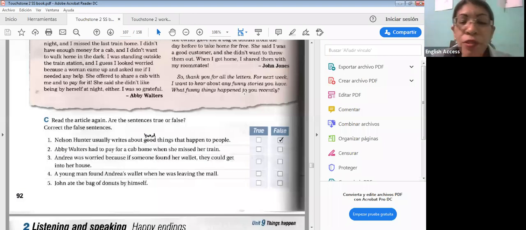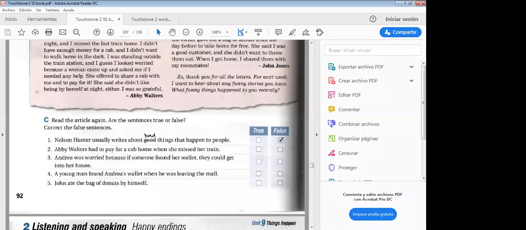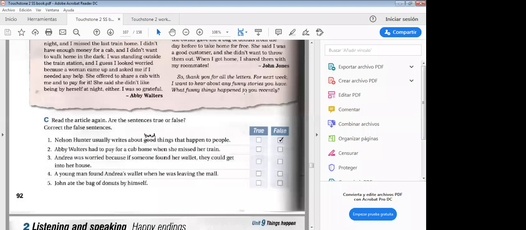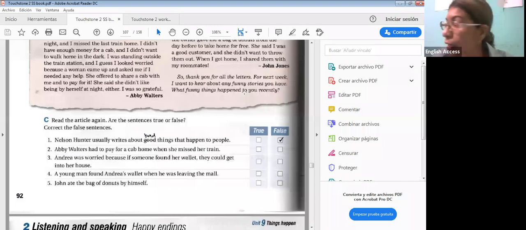Okay, number 2, Luis. Abby Walters had to pay for a cab home when she missed her train. It's false. And the correct information is? A woman offered to share a cab to her home when she missed her train. Yes, correct. Number 3, Jesus.